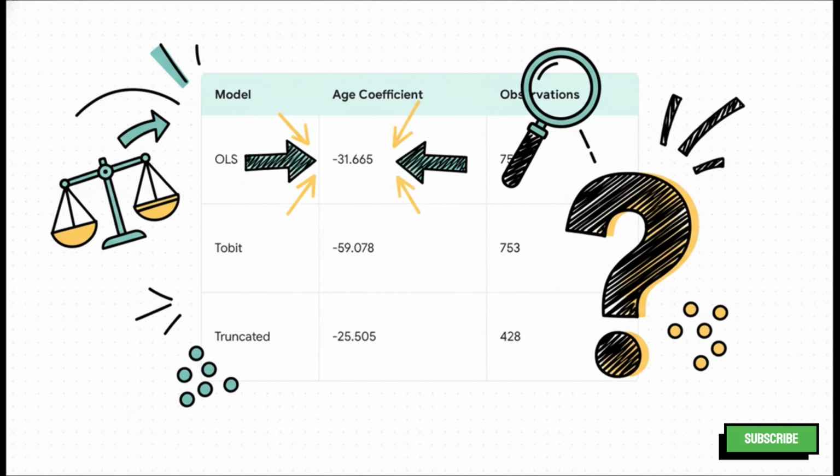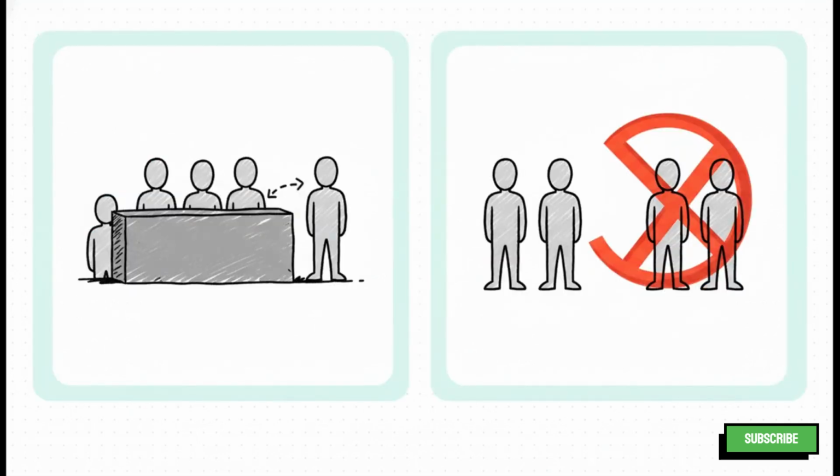You see, this is why this matters so much. Your entire conclusion about how much age affects work can be wildly different depending on whether you use the right tool. So let's just recap the big difference one last time. With censoring, you still have all your people, you have all their info, but for some of them, the true value is just hiding behind a limit. With truncation, on the other hand, the people are just gone. They're not in your data set at all, creating a massive blind spot.